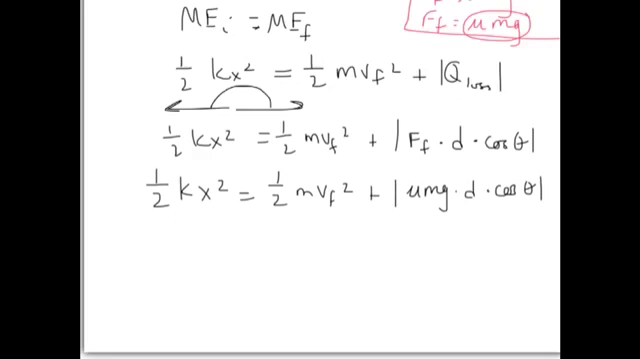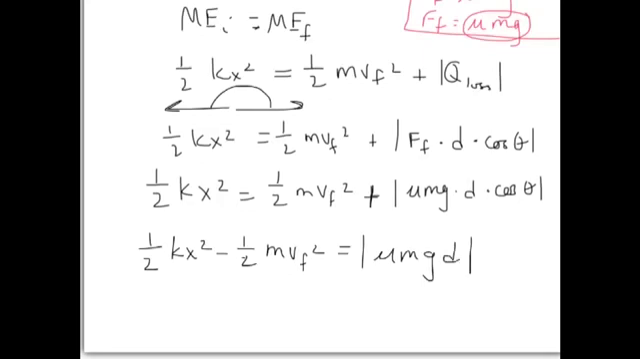Now, we want to solve for D. Okay, we want to solve for D in this problem. So let's move over the 1/2 mvf squared, giving 1/2 kx squared minus 1/2 mvf squared. And that is equal to mu mg d. Okay, again, I can put the cosine of 180 there, which is -1, but we just take the absolute value in the end anyhow, so it doesn't make a difference.